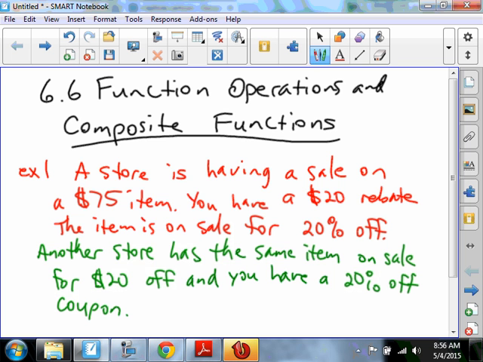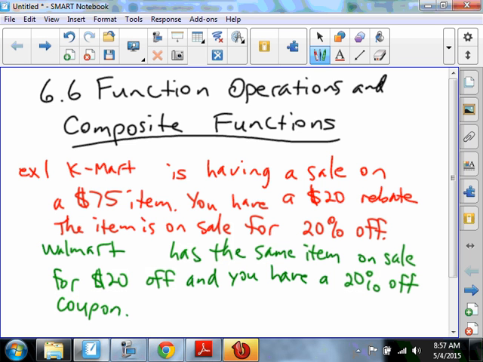Maybe we should change that first store, maybe we'll call it Store A. We could give it a name. Kmart? Kmart. We'll just make it real. Kmart is having a sale on a $75 item. You have a $20 rebate. The item is on sale for 20% off. The other store, what's the other store going to be? Walmart? Okay. Walmart has the same item on sale for $20 off, and you have a 20% off coupon.